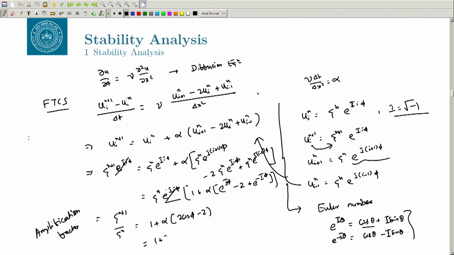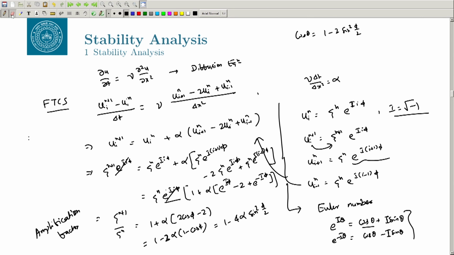So, that will become 1 minus 2 alpha times 1 minus cos phi, and cos phi can be written as 1 minus 2 sin square phi by 2. So, 1 minus cos phi will become 2 sin square phi by 2, and that will become 1 minus 4 alpha sin square phi by 2.